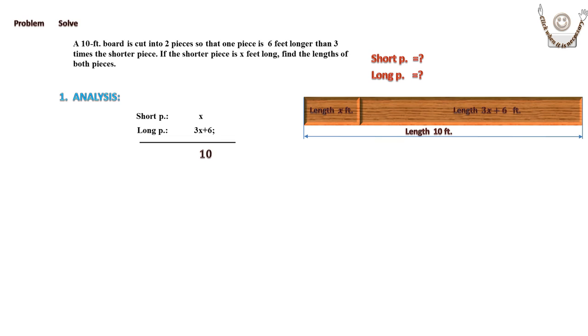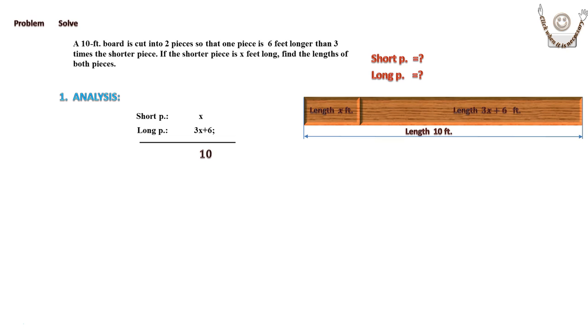From this problem, it's clear that we have to mark the length of the short piece as x. Now, from the problem, we have to find the relations between the short piece and the long piece. What do you see? The long piece is 6 feet longer than 3 times the shorter piece. That is, the long piece is 3 times x plus 6. And the total length of the board is 10.